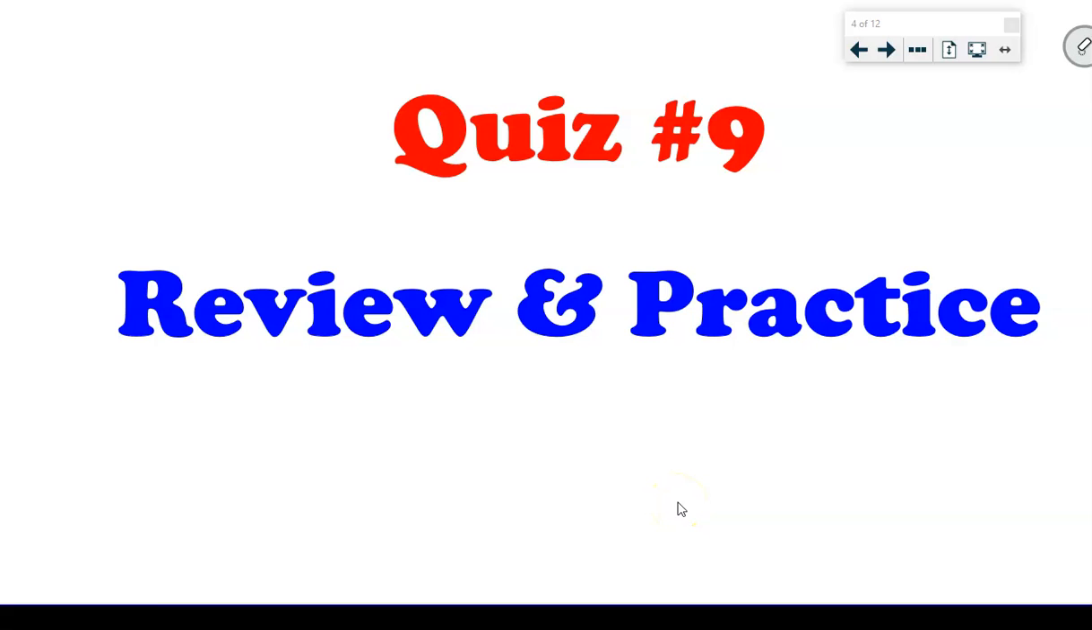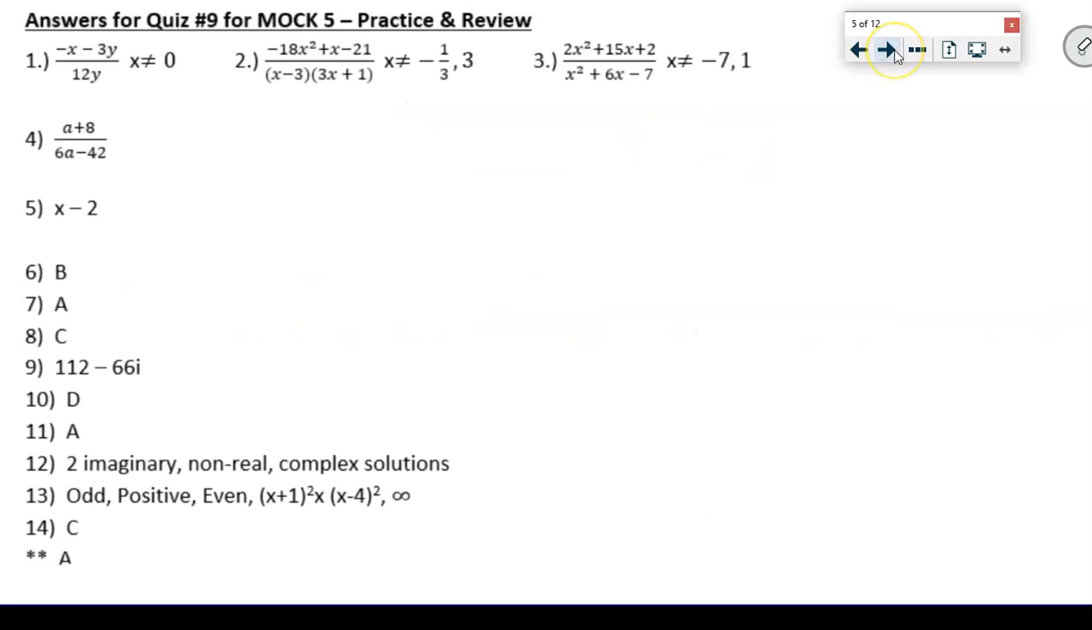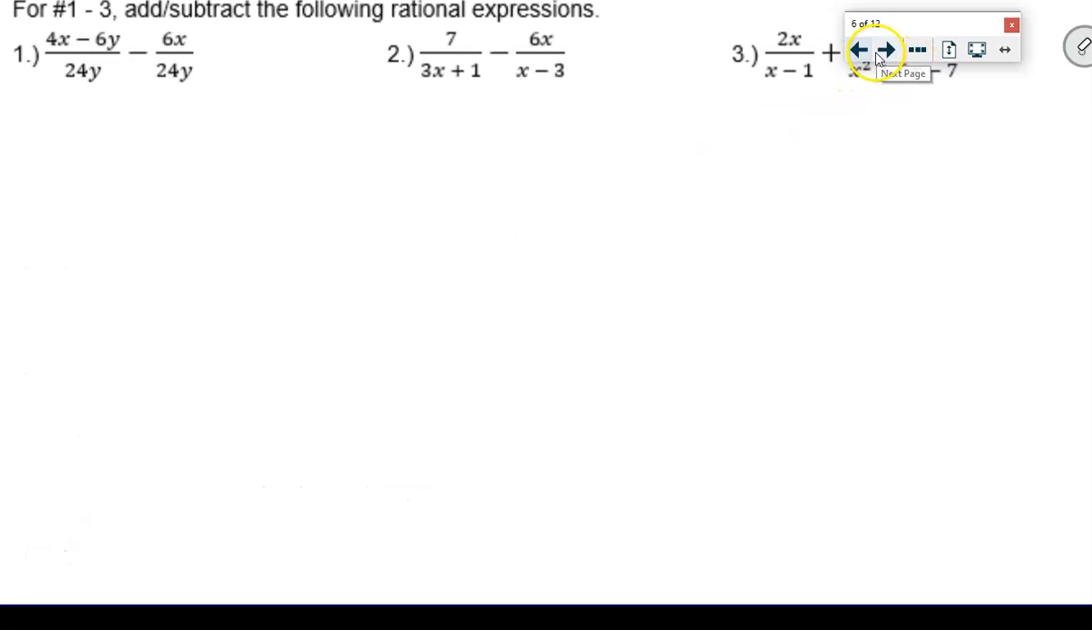So guys, in this video today, I'm going to go over the review for quiz 9. So these were the answers. In case your teacher didn't post this, you can look these over first. You could pause it here, check your answers. And then if you need to see a specific problem, you can go to that problem and see me work it, okay? So this is 1 through 3, and it says add and subtract the following rational expressions.